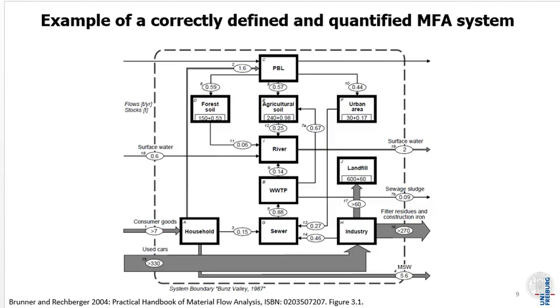This picture shows you a quantified MEFA system from the book of Brunner and Rechberger. It is the metabolism of a certain area in Switzerland, and you can see the different processes, the landfill, the industries, and you also have a Sankey diagram so you can see where actually the flows are biggest. The indicator element in this case is the element lead.